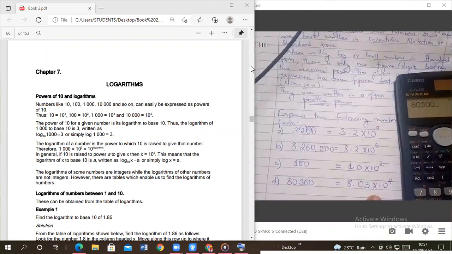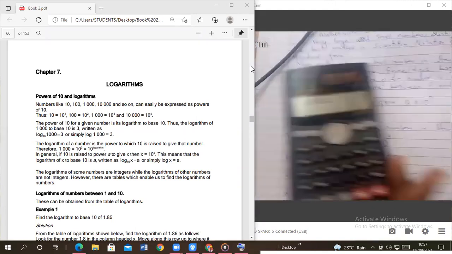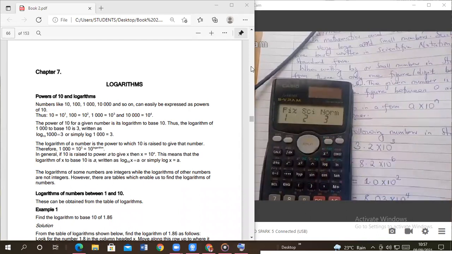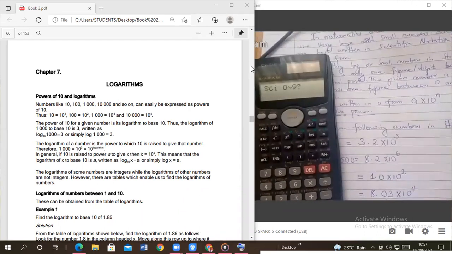Members, have you seen this? I want to change this one to standard form. So I'm going to come to standard form number 2. Now, when you look at this number, this one is to how many decimal places? It's to 2 decimal places here. So you press 2.